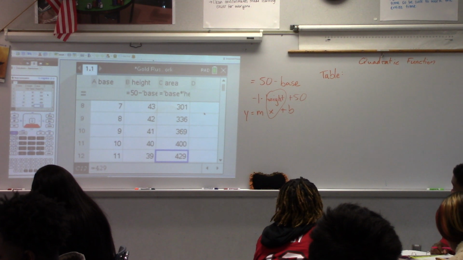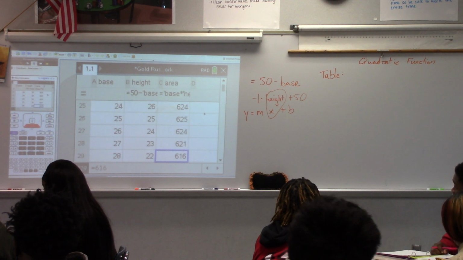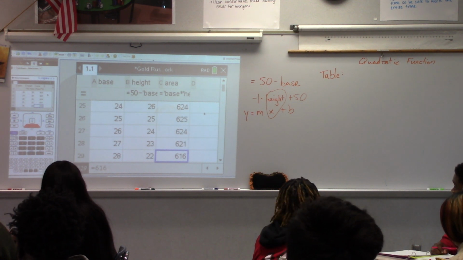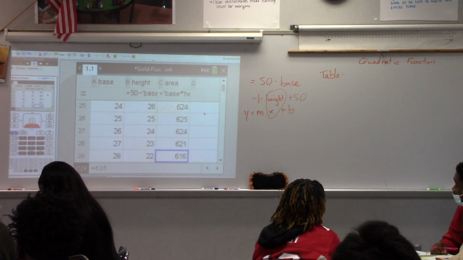What do you see that's different? It keeps increasing, and then it goes back down. It starts heavy and then it gets light. Oh, so it increases, but then it starts to decrease. Have we ever seen that before?